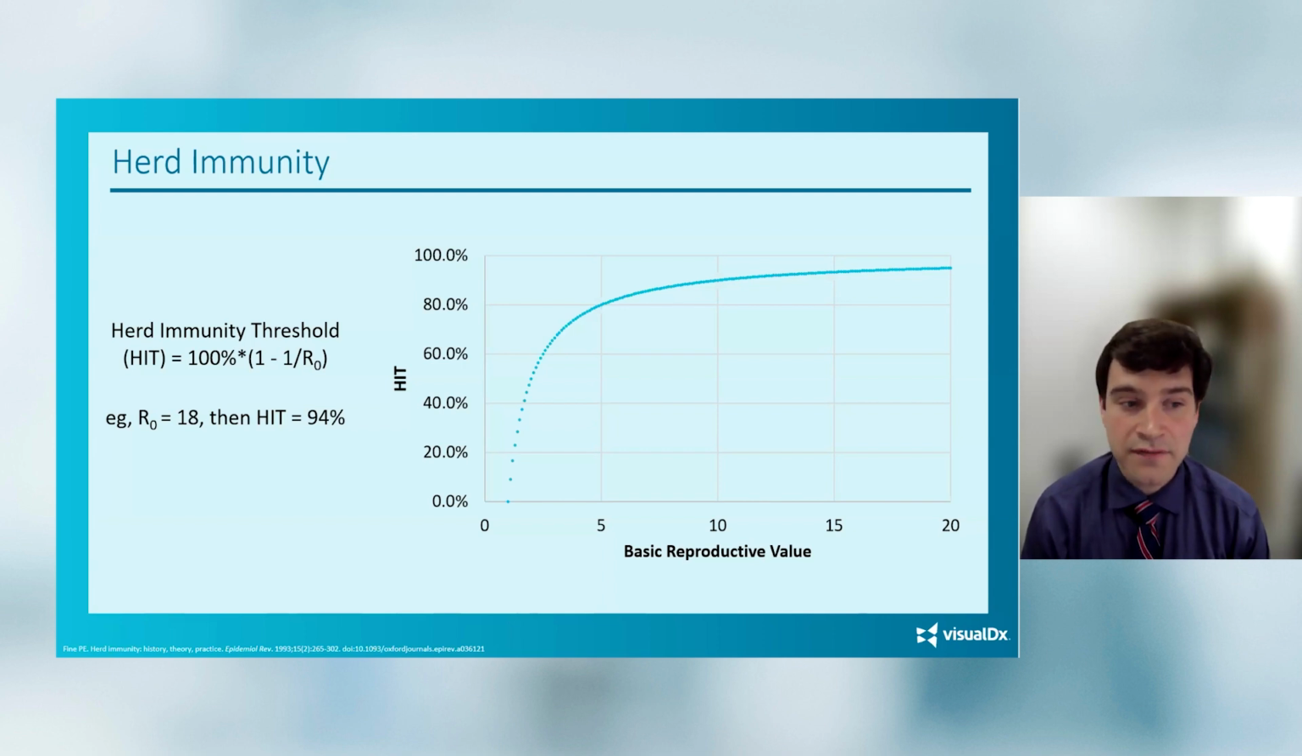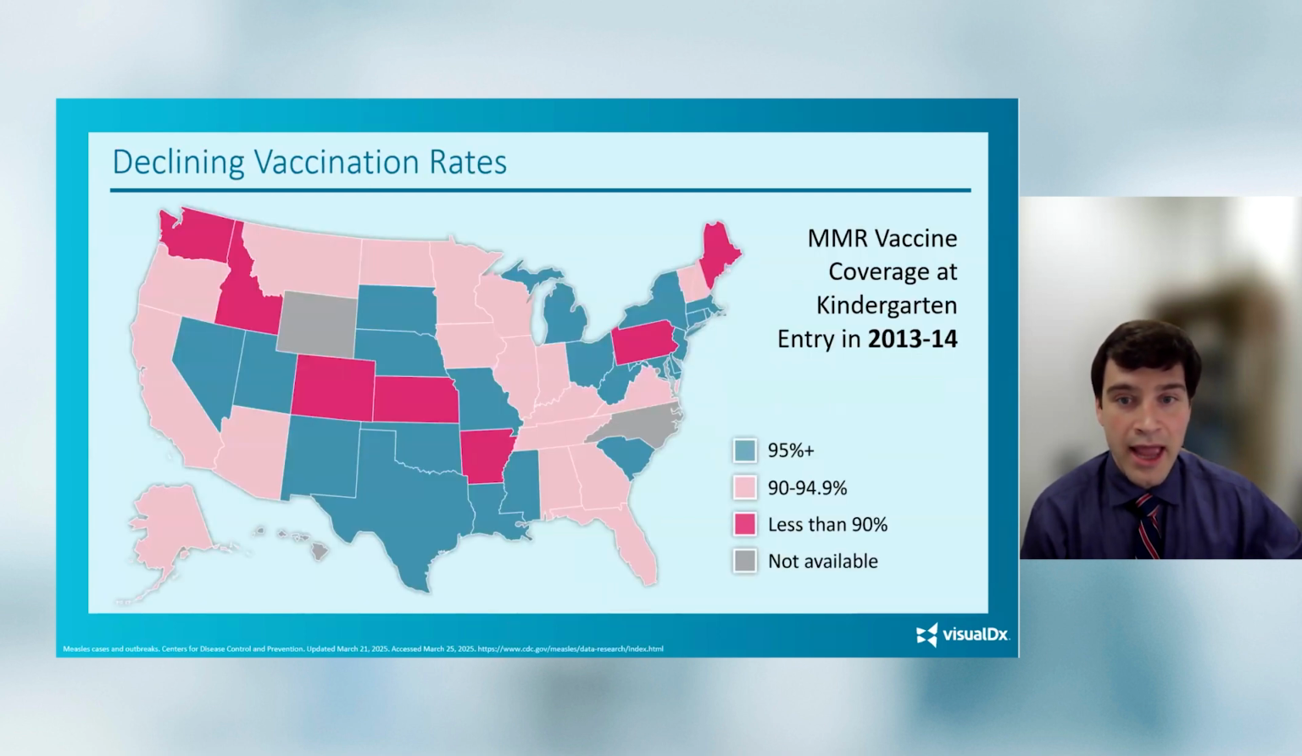For instance, for measles, if you have a basic reproductive number of 18, you need about 94% of the population to be immune in order to prevent outbreaks and endemic transmission.